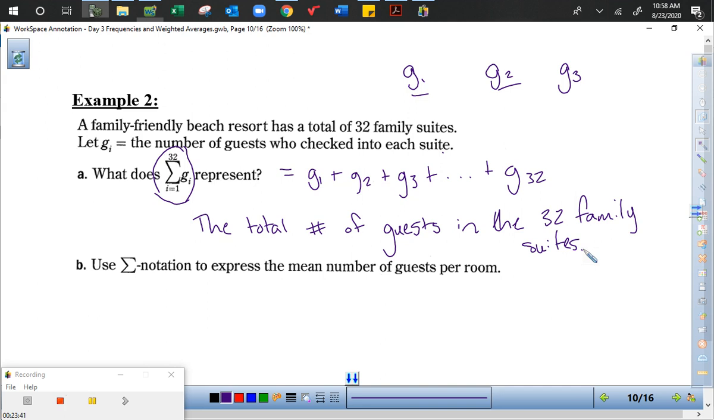Okay, so now it wants us to use sigma notation to express the mean number of guests per room. Okay, so anytime we're doing a mean, we take the total value. So this is number of guests per room. Okay, so that means guests goes on top, rooms go on bottom. So total guests over per room means total rooms.